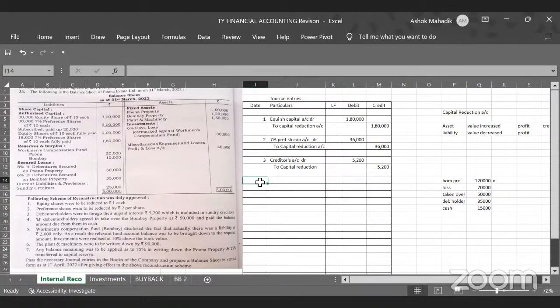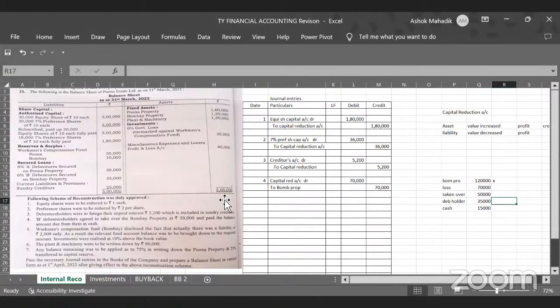So whenever there is a loss, what will you do? Capital reduction account will be debited to Bombay property. How much is the loss? 70,000. You understood now? First, we accounted for the loss. Now the value is reduced from 120 to 50. Clear? Now its value is 50,000.